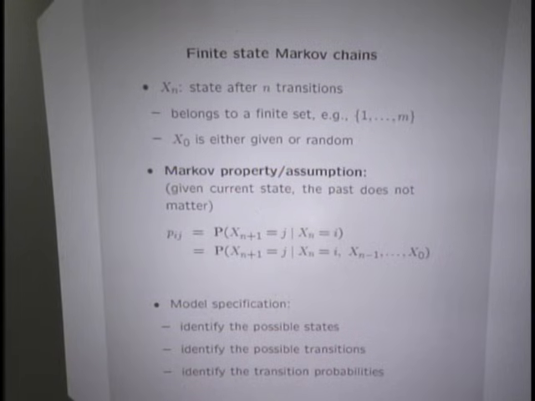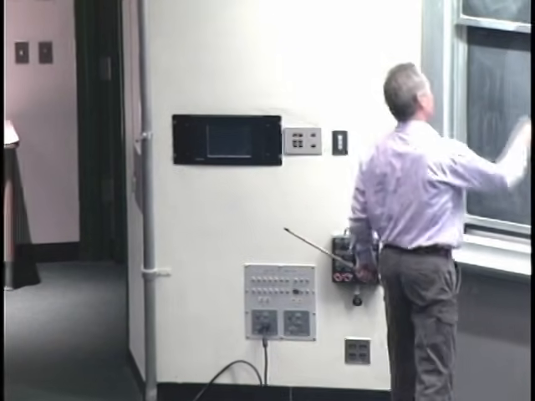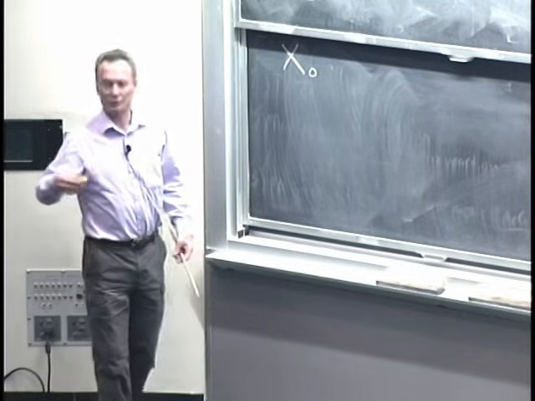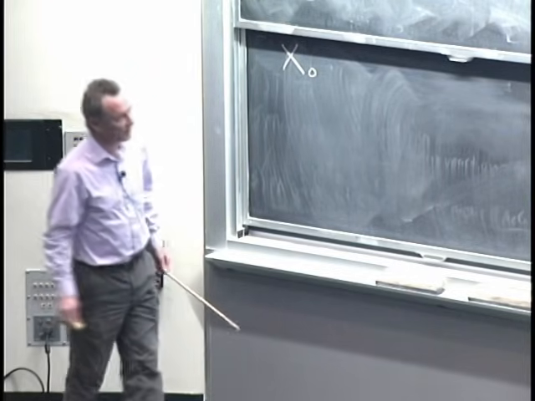So we have this concept of the state, which describes the current situation in the system that we're looking at. The current state is random, so we're going to think of it as a random variable. X sub n is the state, n transitions after the system started operating. So the system starts operating at some initial state x0, and after n transitions, it moves to state xn.